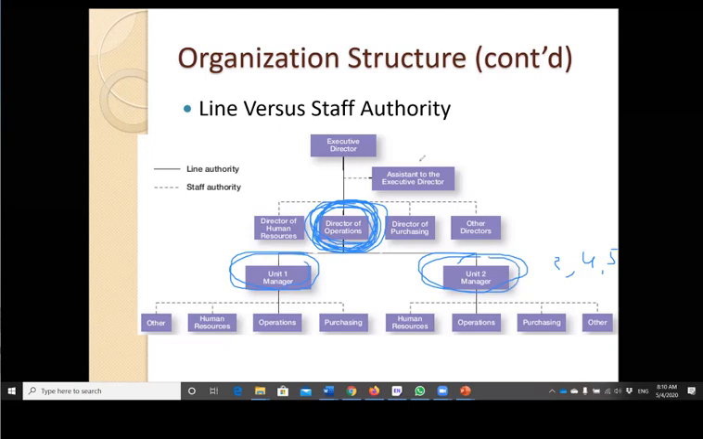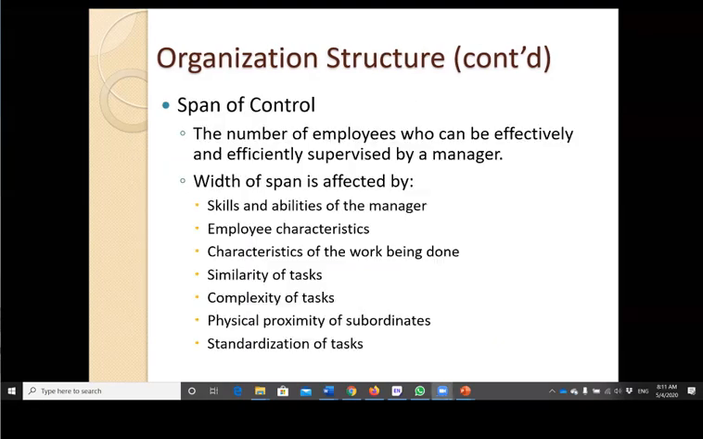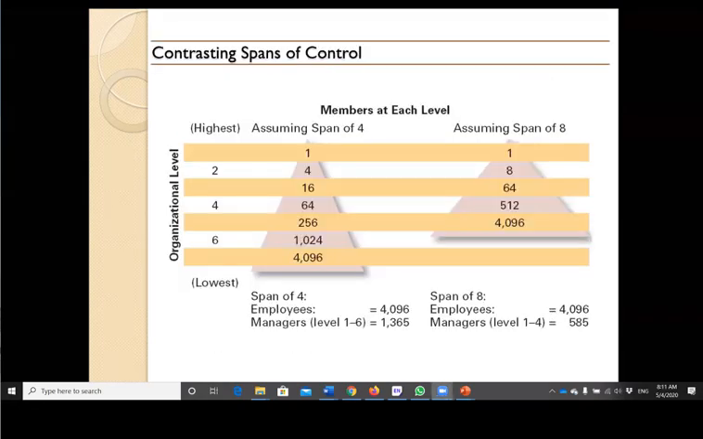But if you think of the future, if you want to expand your business to 3, 4, 5, 6, 7, 8 units, then you need to employ a director of operation who can manage within a span of control of 10 people, not only two units. You can be more efficient. That's about span of control.